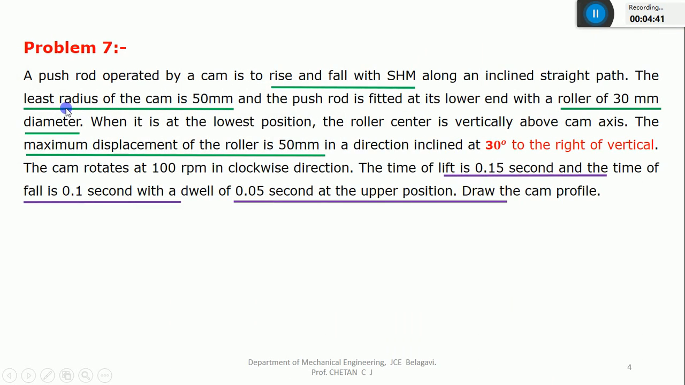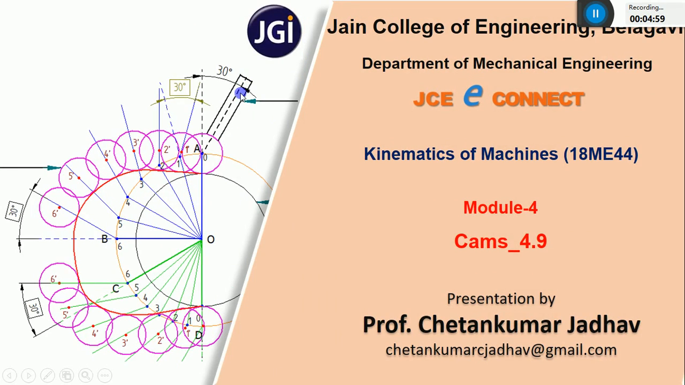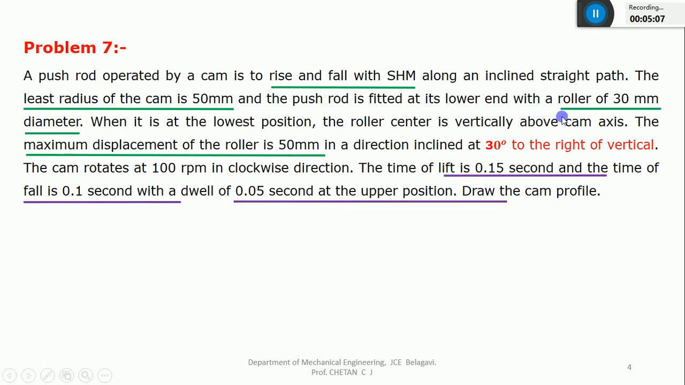And the least radius of the cam is 50 mm. It is given. It means the minimum radius or the least radius is nothing but the base circle radius, which is 50 mm. And the push rod is fitted at its lower end with a roller of 30 mm diameter. So this is a push rod or the follower, and it is fitted with a roller. It means the type of follower is a roller follower, and its diameter is given as 30 mm. Remember, the diameter of the roller is 30 mm, so the radius will be 15 mm.